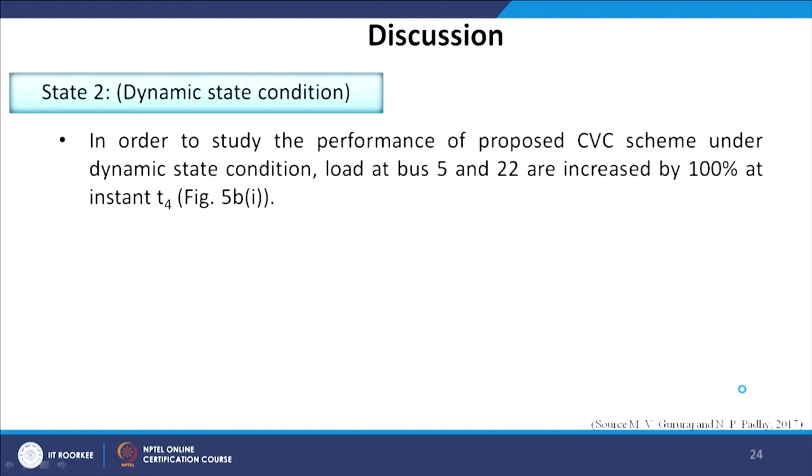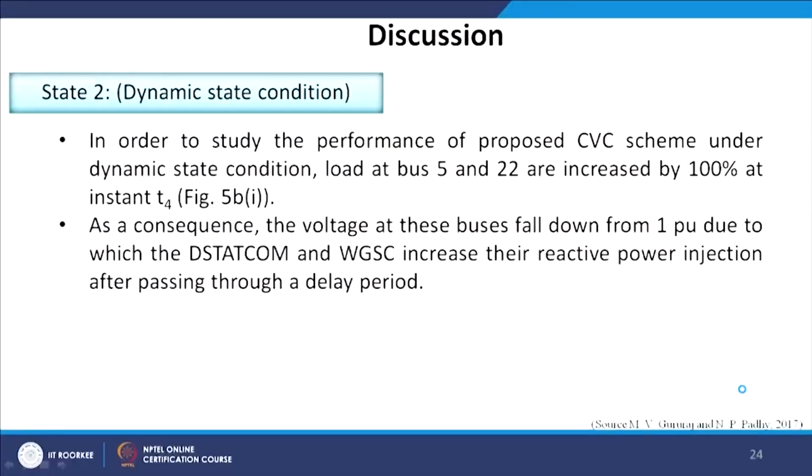Now, state number 2, dynamic state condition. In order to study the performance of proposed CBC scheme under dynamic state condition, load at bus number 5 and 22 are increased by 100%. So, to introduce a sudden load change, a 100% load change has been introduced at both bus number 5 and 22 at instant T4. As a consequence, the voltage at these buses falls down from 1 per unit, due to which the D-STATCOM and WGSC increase the reactive power injection after passing through a delay period.